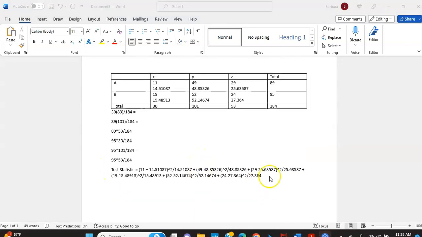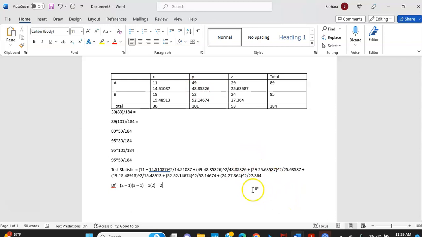Now, before we do our critical value in Excel, we want to get the degrees of freedom. The degrees of freedom are always going to be the number of rows minus 1. So we have 2 rows minus 1. Don't count your total, just your A and B here. And then we have X, Y, Z, 3 columns. Don't count the total column, minus 1. So it's 1 times 2. Our degrees of freedom are 2. So we're going to get the chi-squared distribution. We were told that alpha is 0.10.